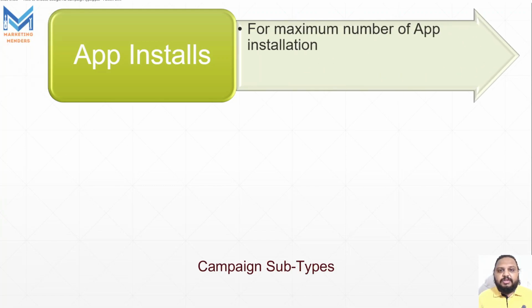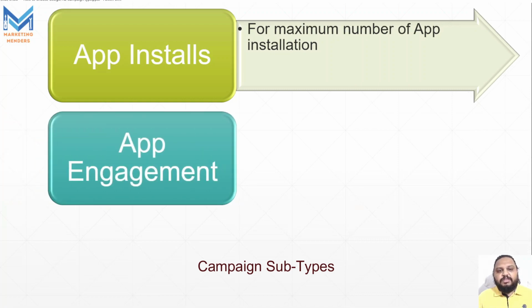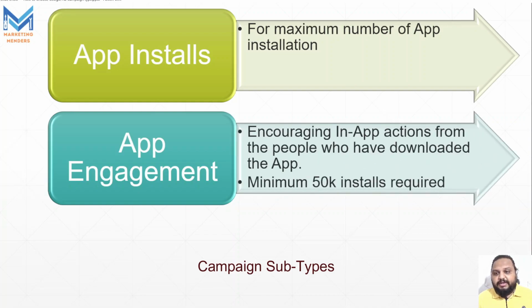So whether you want to increase more app installs, I want to get more people to install my app because it's a new app in the market, or whether you want to increase the app engagement, meaning people who have already installed my app but they are not taking any action, they are not spending time on my app. So in that case, I will be using the app engagement campaign. The only limitation over here is that you should have a minimum of 50,000 installations of your app. If you have less than 50,000 installs, then you will not be able to run the app engagement campaign. This option will be disabled.